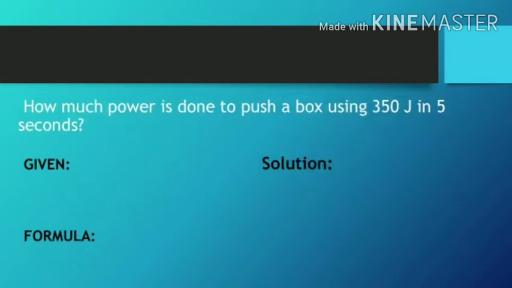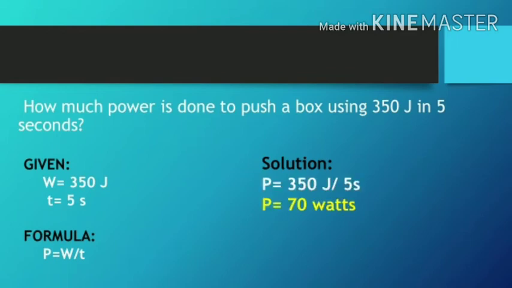Another example. How much power is done to push a box using 350 joules of work in 5 seconds? Givens are: work is 350 joules. Time is 5 seconds. Formula: P = work divided by time. Solution: power is equal to 350 joules divided by 5 seconds. The answer is 70 watts.